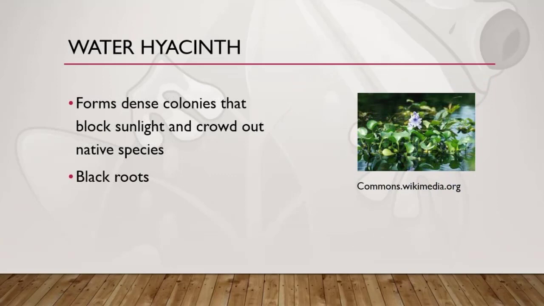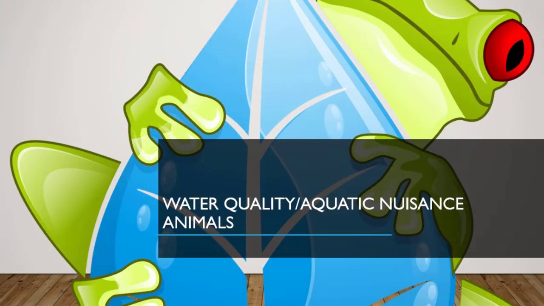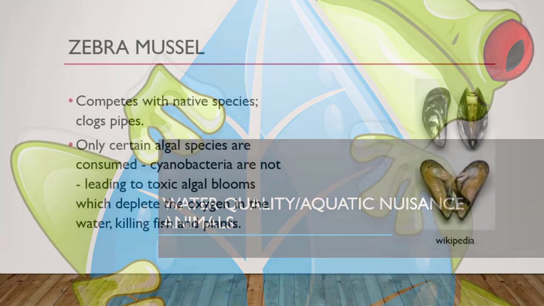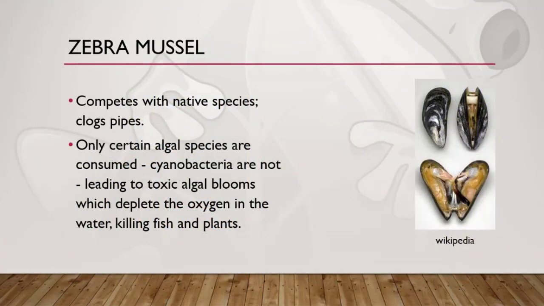Our last nuisance plant is the water hyacinth, that also covers the water and blocks out sunlight. A distinguishing feature of the water hyacinth is that it has black roots. Next, we'll move on to nuisance animals. The first nuisance animal we'll discuss is the zebra mussel.